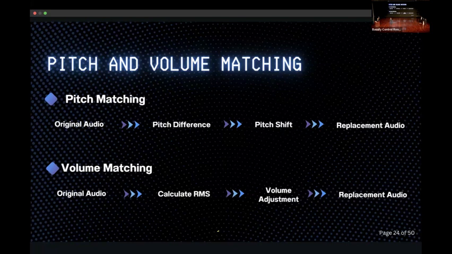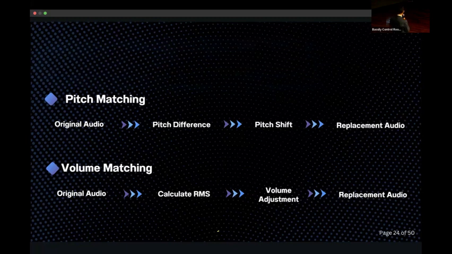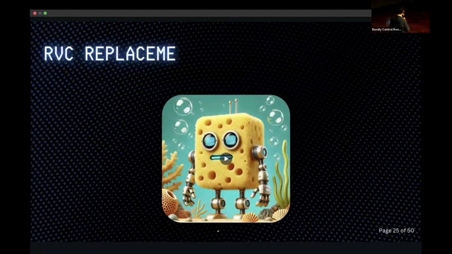In order to do this, we would calculate the root mean square, or the RMS, which gives us the average power between the two volumes. After this, we would get the ratio between the RMS, and now we could map the original audio to the replacement audio. The second method we tried to use was RVC, or retrieval-based voice conversion.